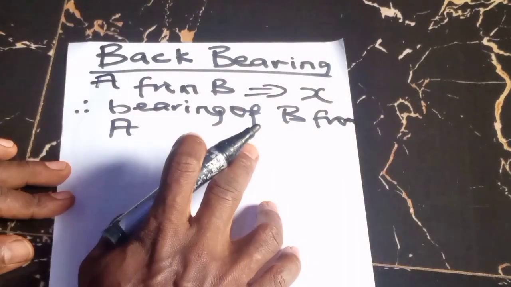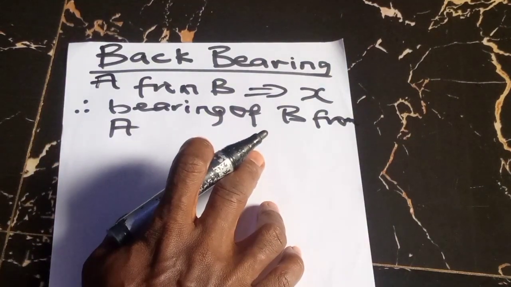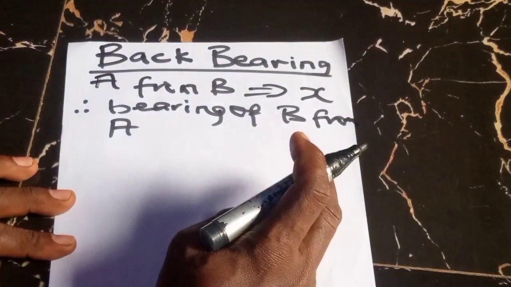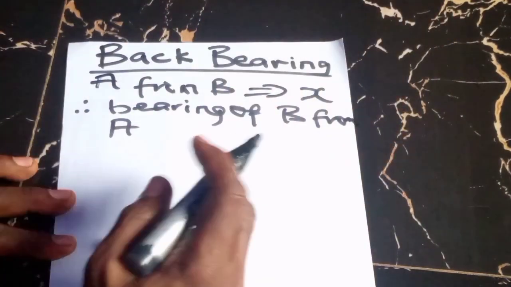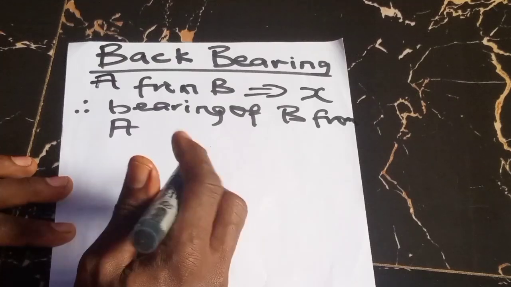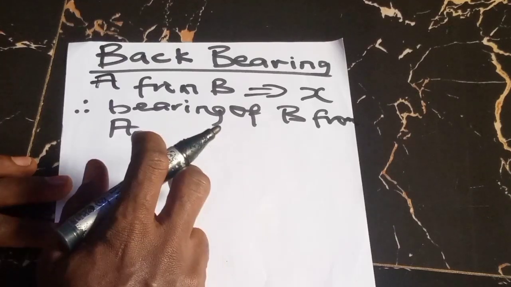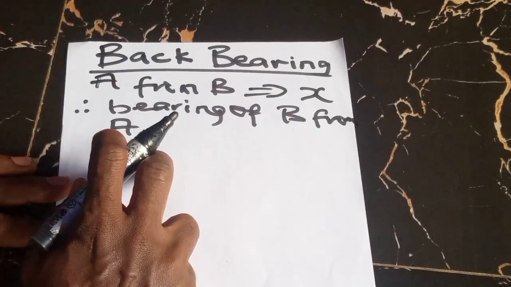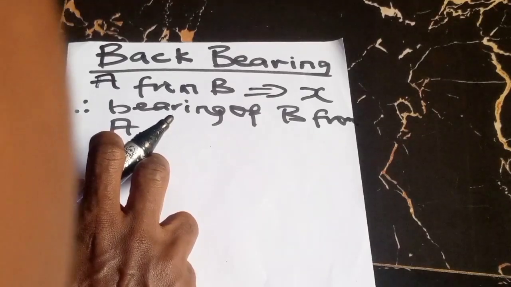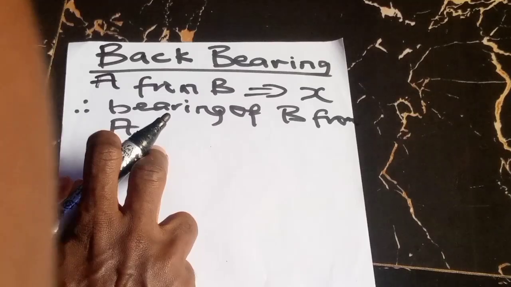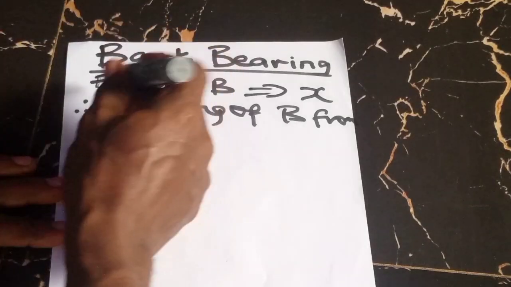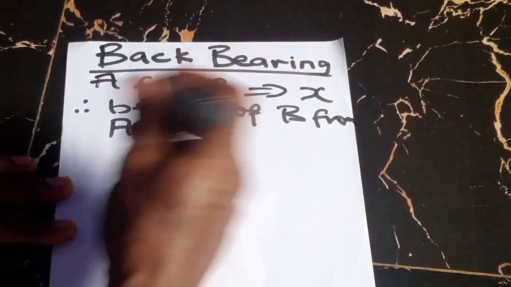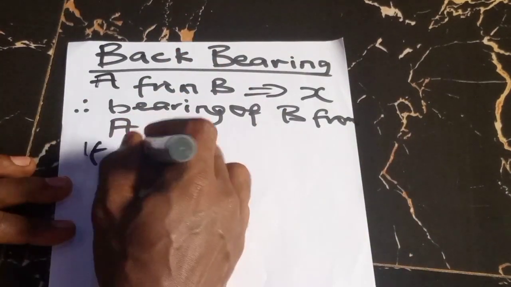as back bearing. Now, how do we simply find this back bearing? If we know the bearing of A from B and it is X, now the bearing of B from A can be found using this simple technique. Apart from the diagrammatic method you can use to do it, you can do it using this very simple approach.